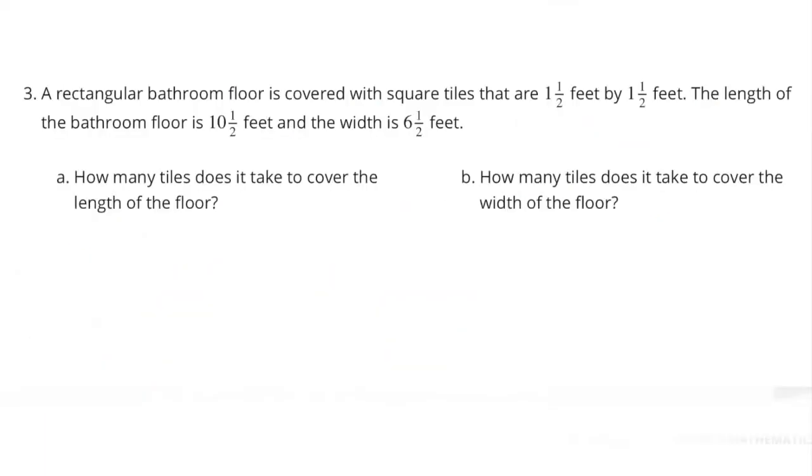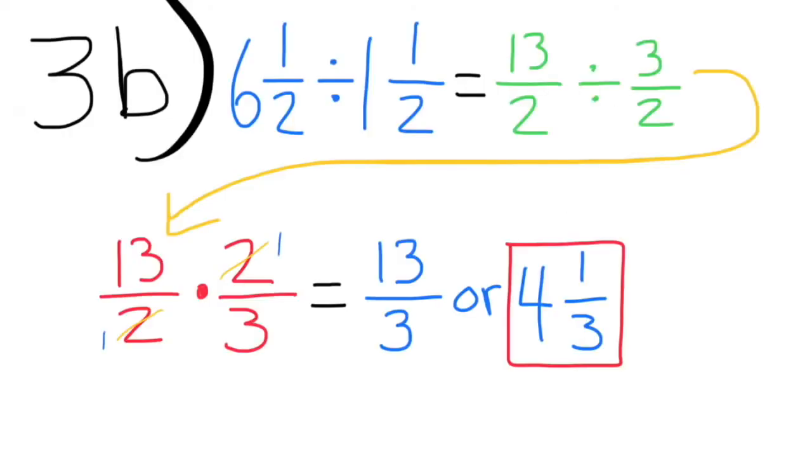B. How many tiles does it take to cover the width of the floor? The width of the bathroom is 6 1/2 divided by the width of the tiles at 1 1/2. 6 1/2 divided by 1 1/2 equals 13/2 divided by 3/2. The next step would be 13/2 times 2/3.